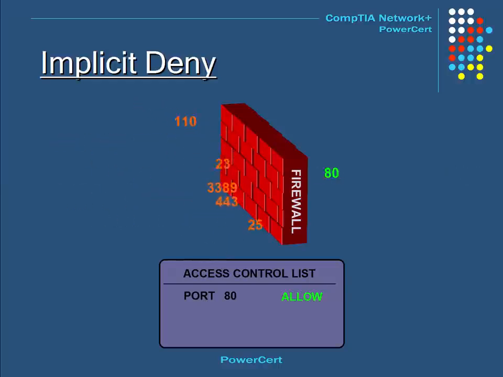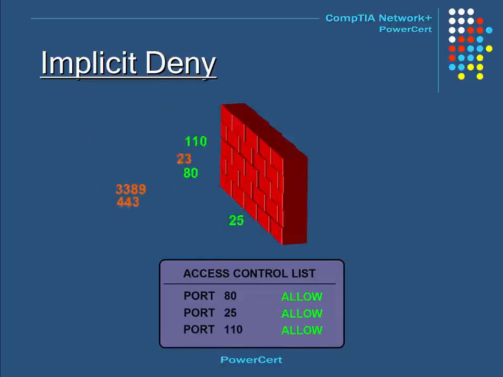So the only way to access those services is you have to specifically allow them by granting them access in the ACL. So for example, we'll go ahead and add port 25 and port 110 and give those ports access to the network. And now those ports, along with their respective service, are able to go through the firewall, but everything else is implicitly denied.